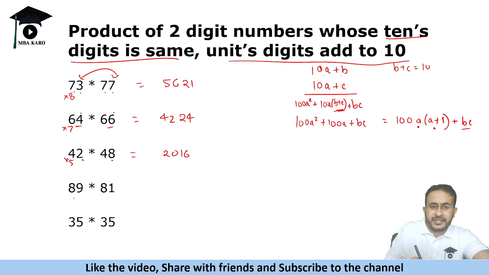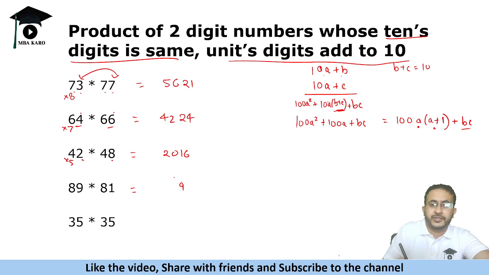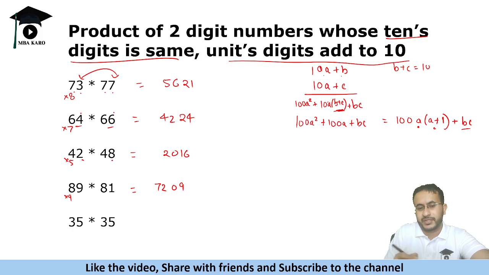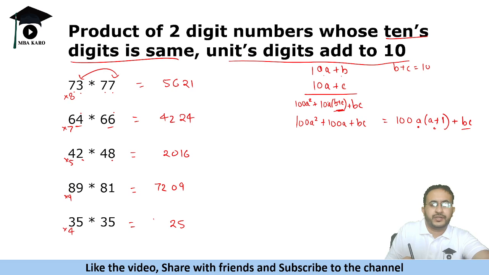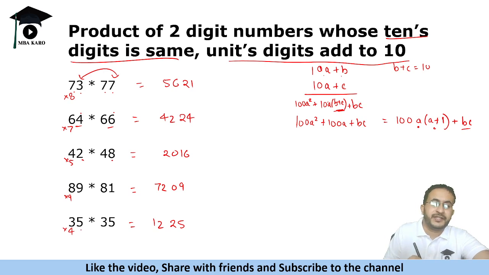89 into 81, the product of the units digits will be 9, but apply the same rule, right? If the product is a one digit number, add a 0. So 09 and 8 into 9 is 72. Okay, so easy peasy. Then 35 square, this is 25 and 3 into 4 is 12. So 1225.